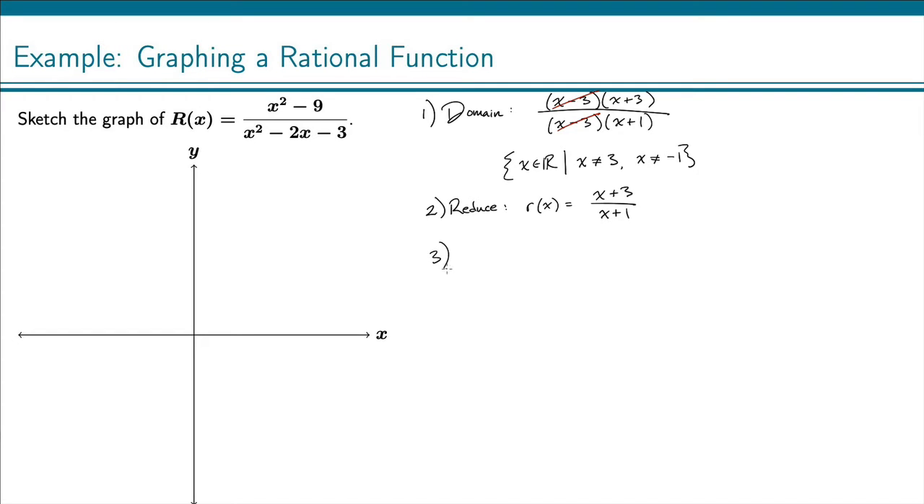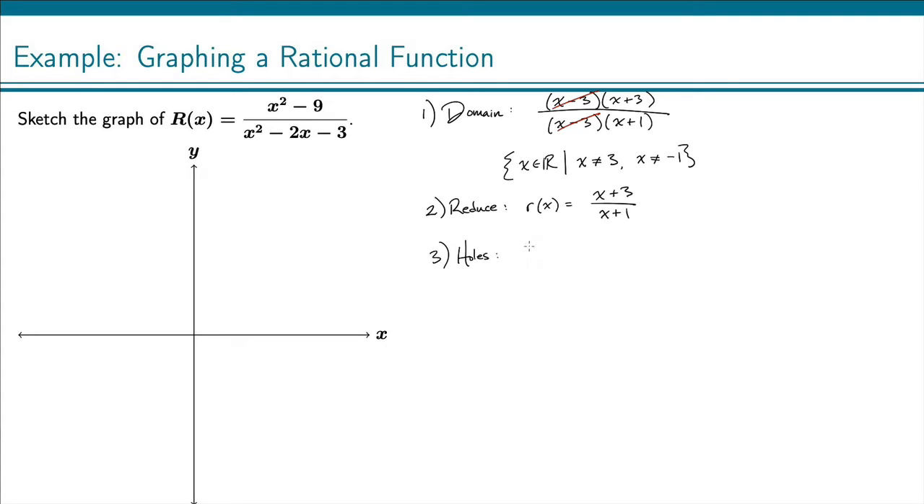Okay, the next thing we're going to do is to find holes. And holes we find by looking at what values of x we are allowed to plug into the reduced form that we were not allowed to plug into the original form. And because we canceled out this x minus 3, that means we would be able to plug 3 into this reduced form. There's no problems there. And so because of that, and we're not allowed to plug it into the original, that means we have a hole when x is equal to 3.